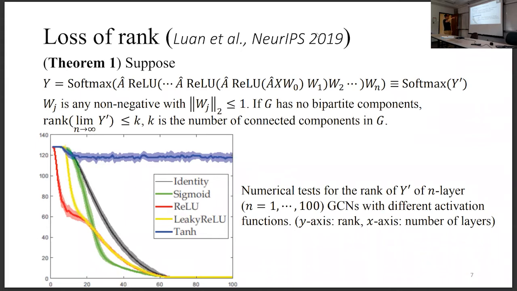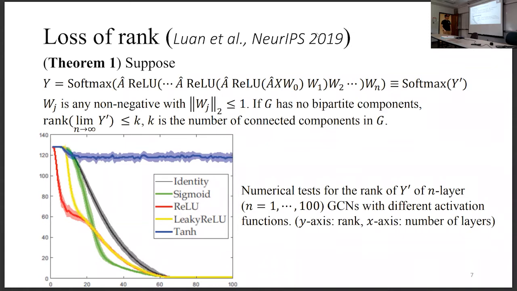There is a theorem in our paper that says, suppose we just stack the GCN in this simple way, and suppose the weight matrix W_j is non-negative with this kind of restriction, and the graph has no bipartite components, then the rank of the output layer will be less than or equal to k, where k is the number of connected components in G. That is, when we stack the deep GCN in this simple way, no matter how deep we stack the layers, the rank of the output will converge to less than some given value, which depends on the graph structure.